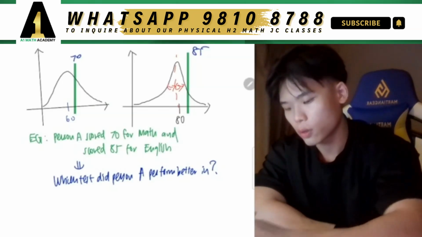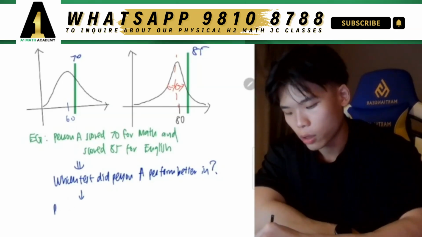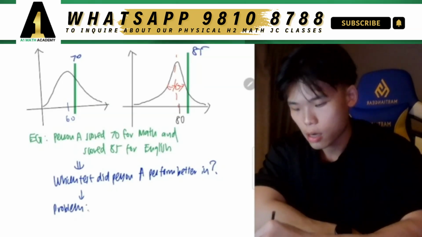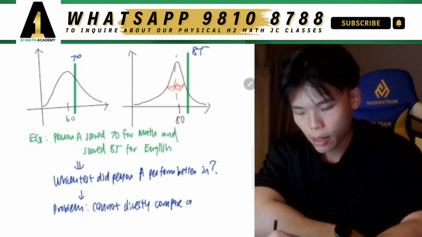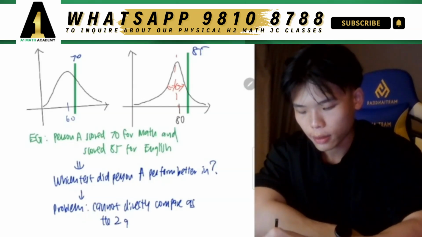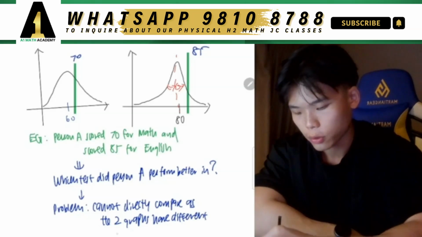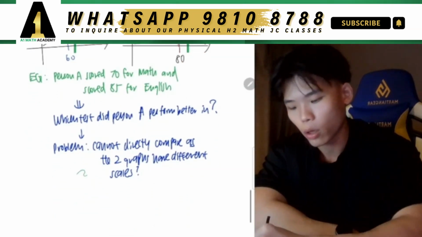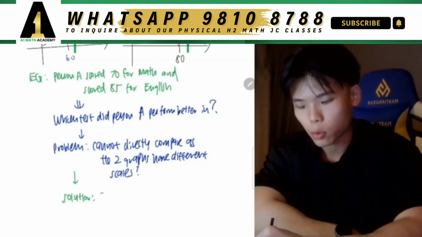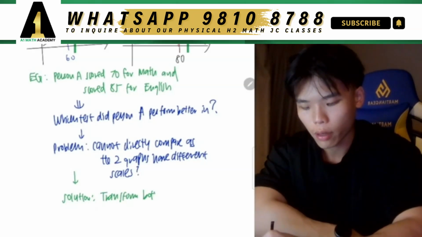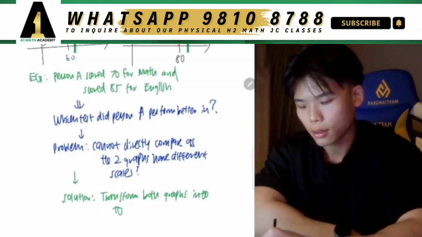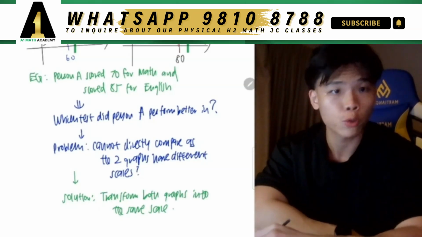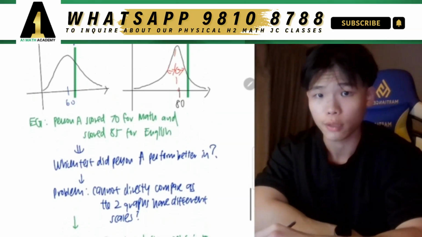Okay, so I'm just going to write here. From here, we see a problem, right? The problem is that we cannot directly compare as the two graphs have different scales. So if the two graphs have different scales, then how do we work around it? The solution is we transform both graphs into the same scale. And I'm going to show you how we actually transform these two graphs into the same scale.